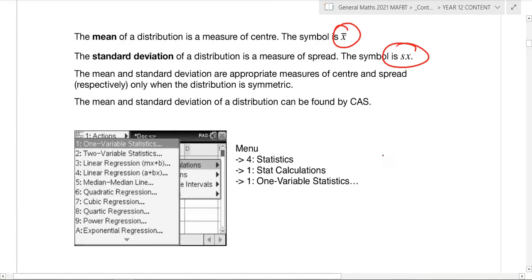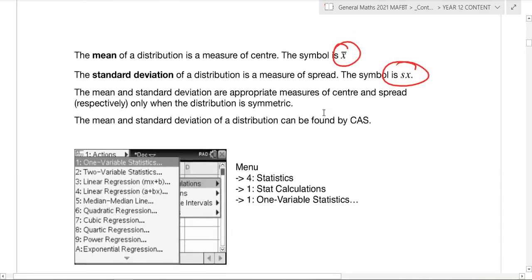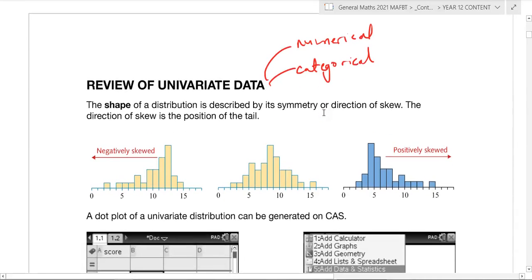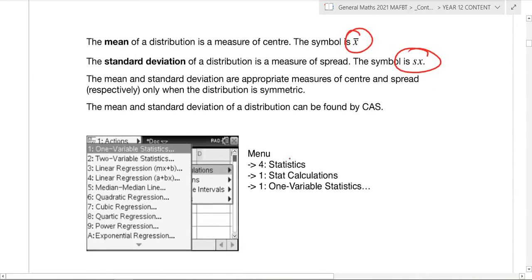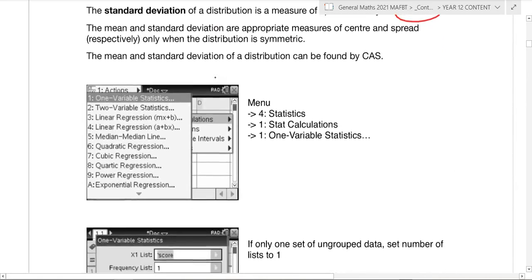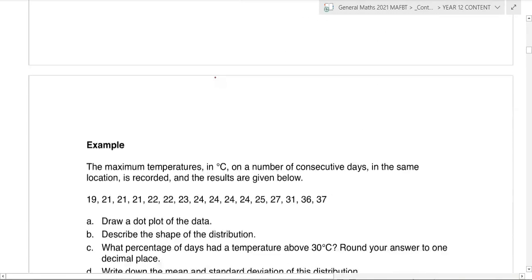Easy. Now the mean and standard deviation are appropriate measures of center and spread, obviously, when your distribution is symmetric. So only when your data looks like this, is mean and standard deviation important and useful. This is what we call your normal distribution. It has to look like that. I've just shown you how to find it, so we'll skip that.